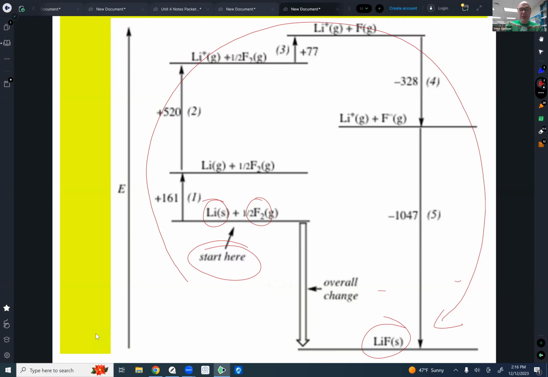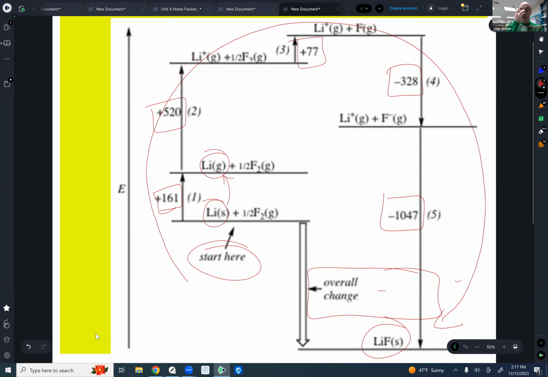Now, normally, all we got to do is just add up all of the values that are listed in this graph along the way. Nothing special about that. All we got to do is get the overall amount of energy it takes to make lithium fluoride. In the first step, we are taking lithium and turning it into lithium gas. So it went from a solid to a gas. Then in the next step, we're going to use ionization energy. We're going to turn lithium gas into a lithium ion.